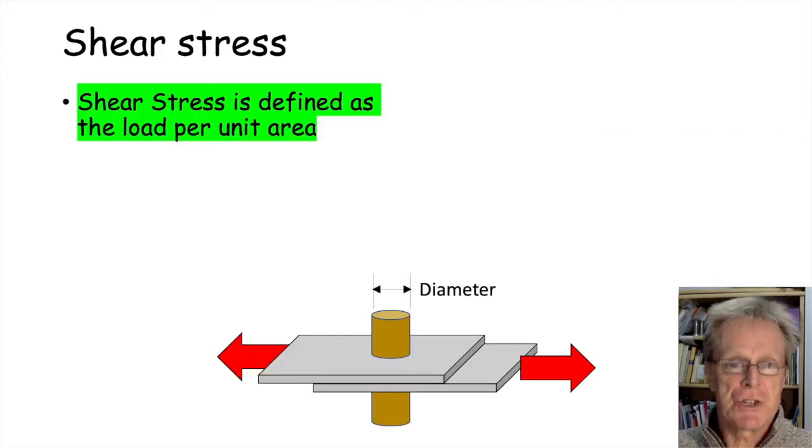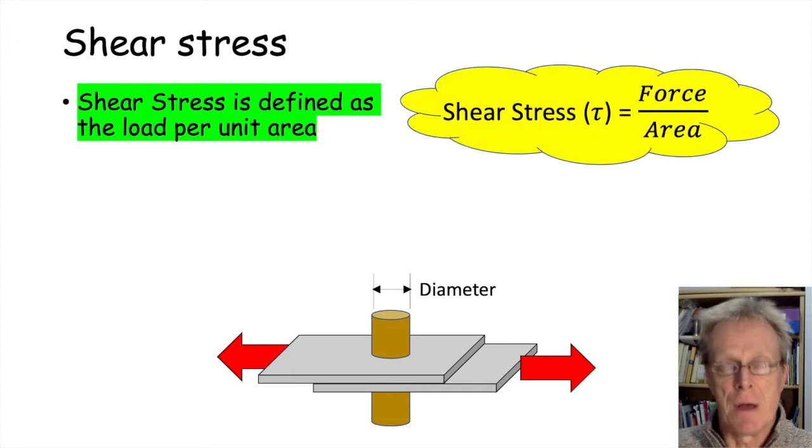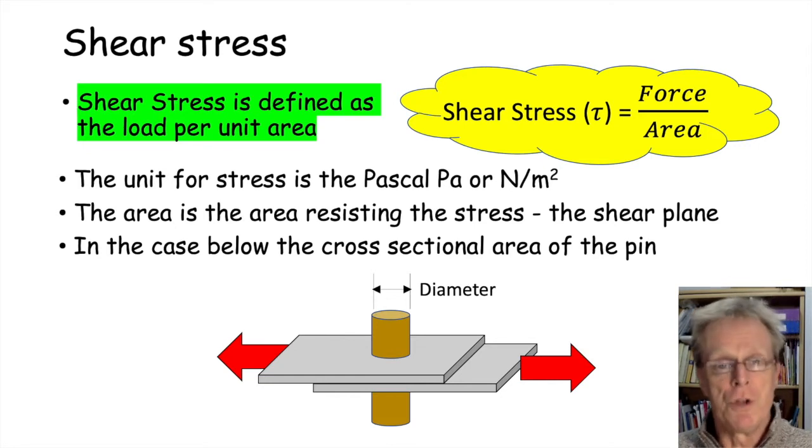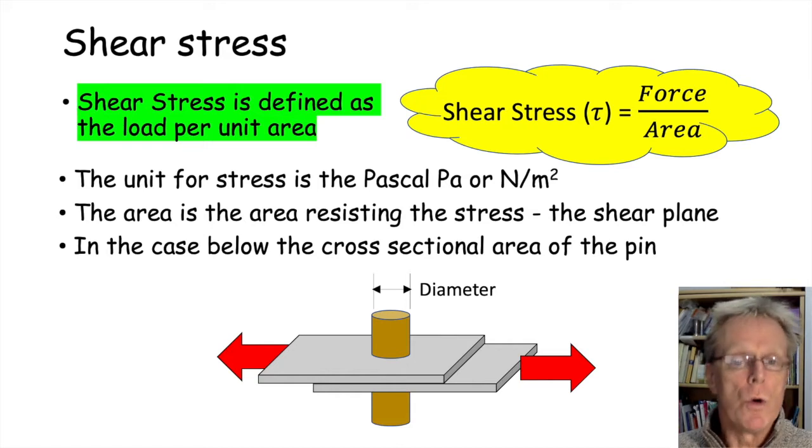So shear stress is defined as the load per unit area. And that's the actual formula there, as we saw a moment ago, the force over the area. Now the important thing to remember is that the unit for stress is the Pascal, or newtons per metre squared. We'll use Pascal because that's what the exam board are using. And the area, critically, is the area resisting the stress.